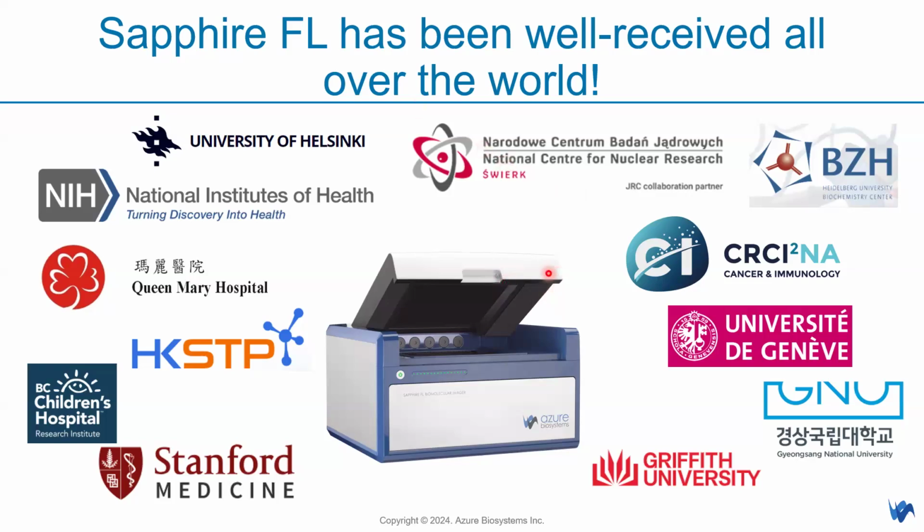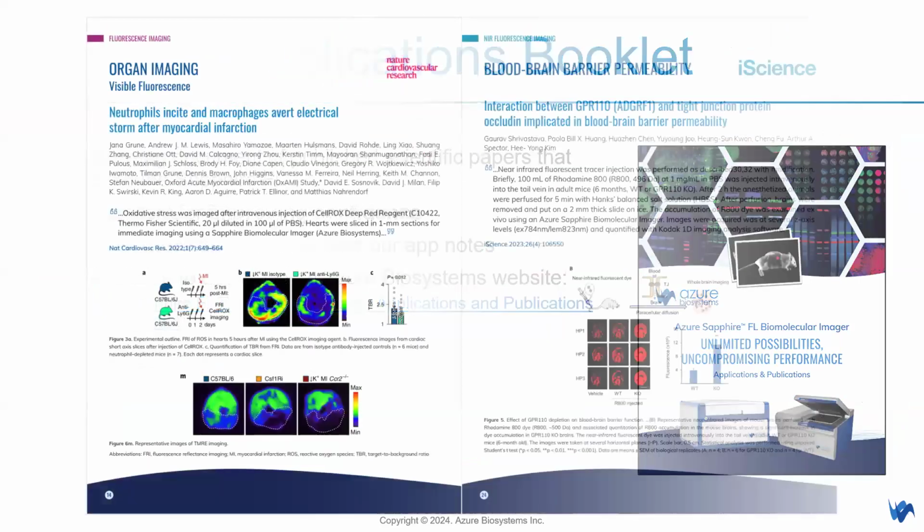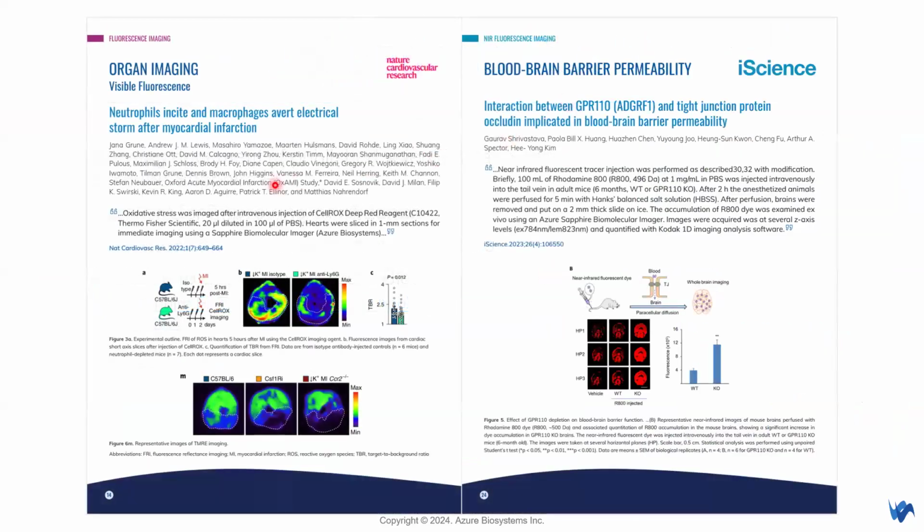Of course, we have our Sapphire Classic, which is a discontinued version that we launched in 2017. We have quite a few of them. If you look at our publication track record on our website, if you're interested in how Sapphire or Sapphire FL is able to provide what kind of applications you can do, we have a publication booklet. The booklet shows where the paper comes from and the main results they were able to produce using Sapphire or Sapphire FL.